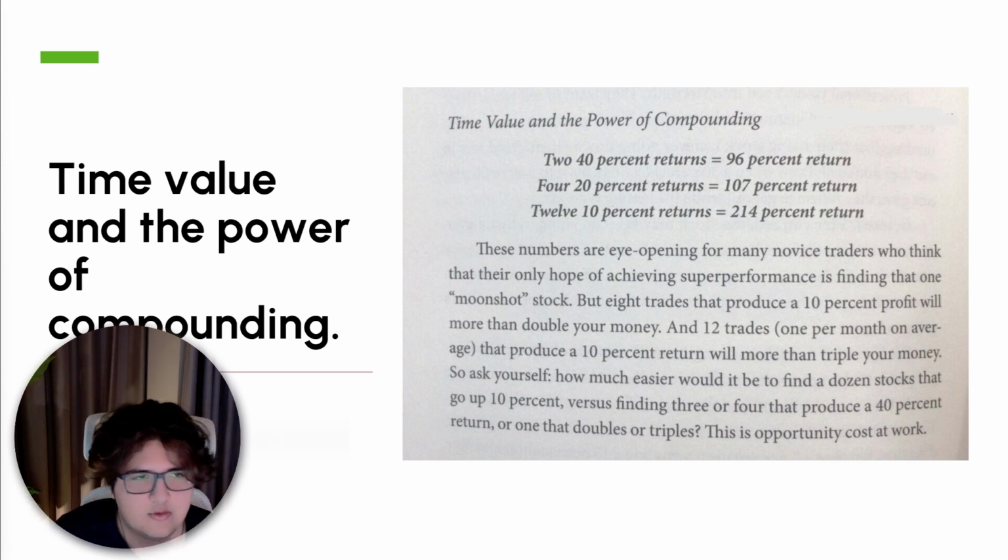So if you had two 40% returns, you would actually get a 96% return on your original capital. If you had four 20% returns, you'd get 107% on your original capital. So you're basically doubling it, just a bit more. Now, if you had 12 10% returns, you are doing 214% return on your original capital.